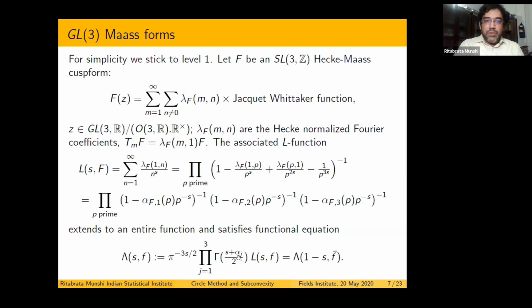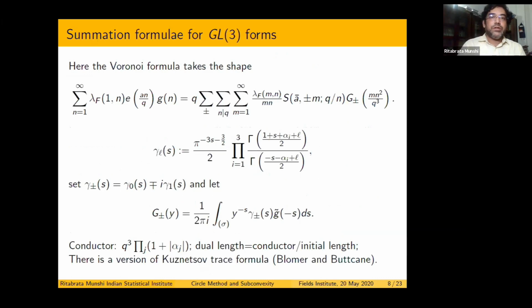So let me just mention what these alpha j's are. These are the spectral parameters of the form F. They are called the Langlands parameters. And if you multiply L with this suitable gamma factor, then the value of this completed L function at s is related to the value of the conjugate form at the point 1 minus s. Okay, so that's the functional equation.